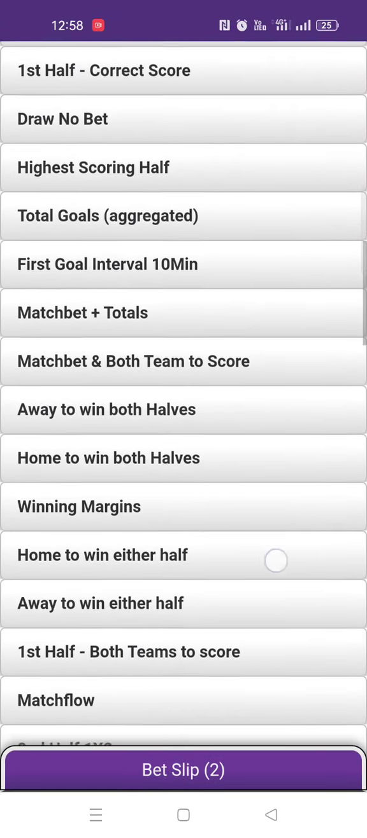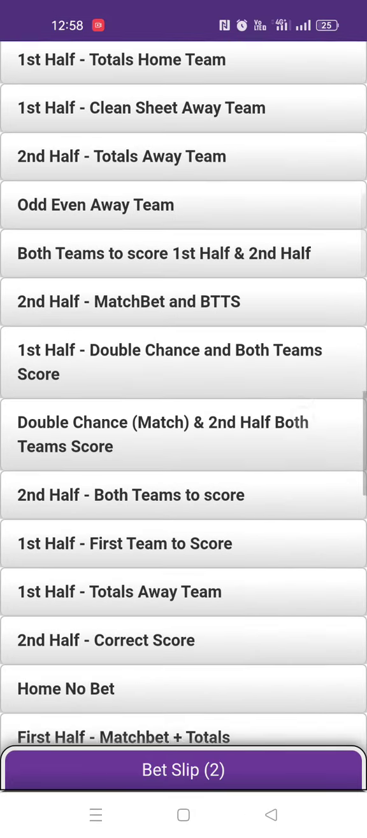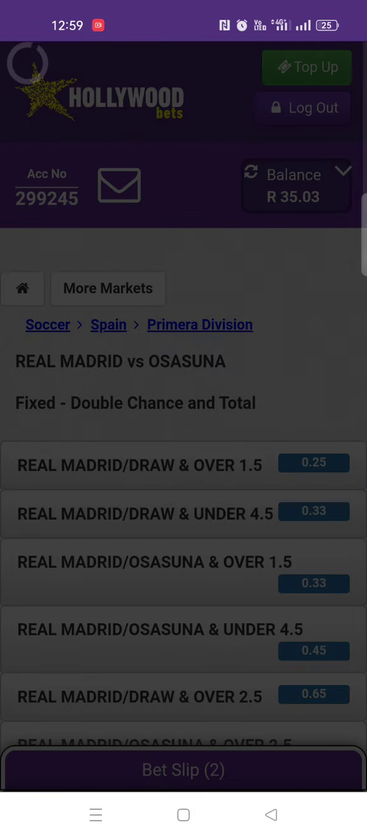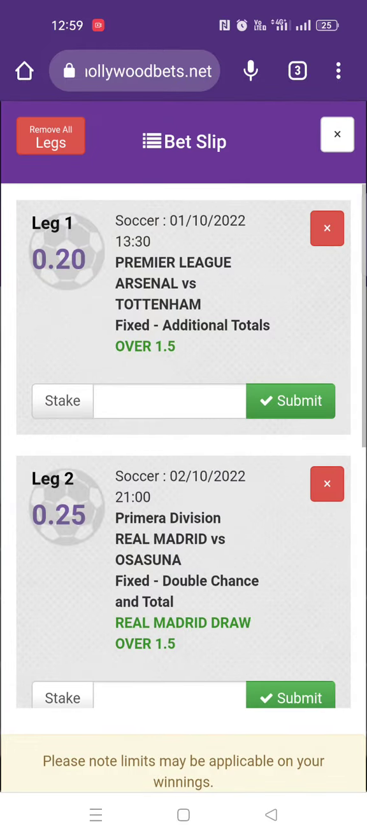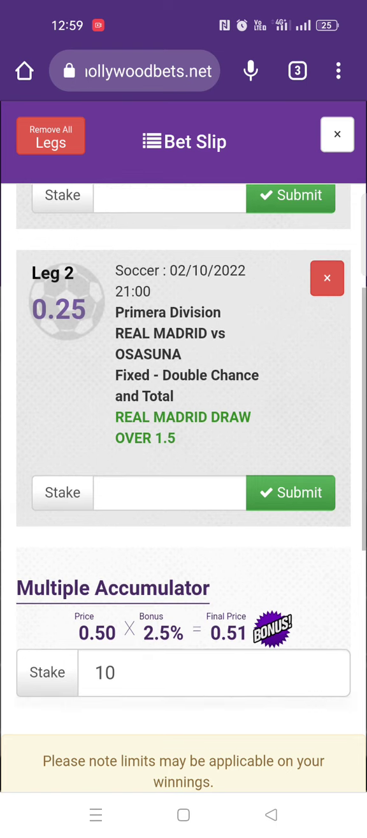So this is a double chance and totals. Where is that now? There is a double chance and totals. Look at that. Madrid or draw and over 1.5, and the odds are a little bit better, and then you choose that. You know what I mean? So you have two teams now, Madrid and Arsenal. Look at the odds, 50% so far.